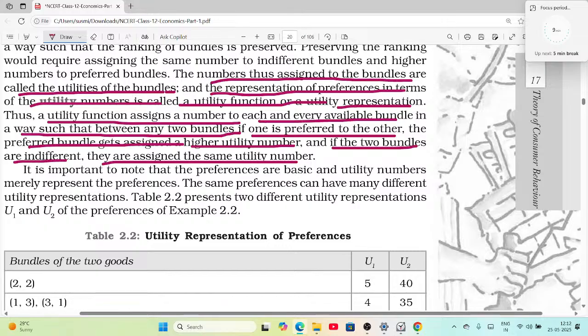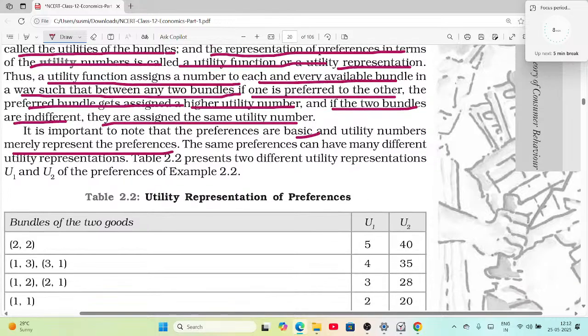It is important to know that the preferences are basic and the utility numbers merely represent the preferences. The same preferences can have many different utility representations.